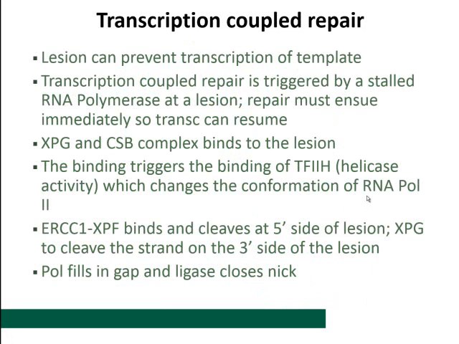The next repair mechanism is transcription coupled repair. This occurs during transcription because when a DNA is being transcribed, and if there's a malformation in the DNA, that transcription is going to be stalled. The RNA polymerase is going to be stalled at that lesion. And so in order for it to continue to proceed, DNA repair must occur. It occurs by an enzyme complex that consists of XPG and CSB.